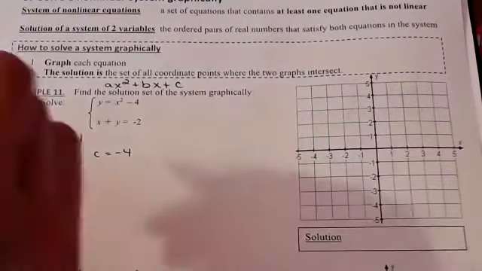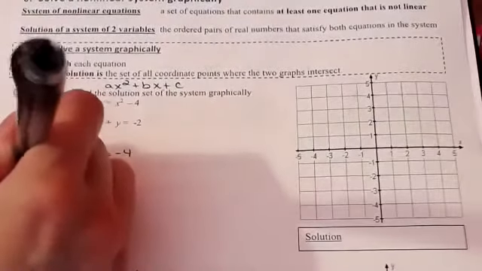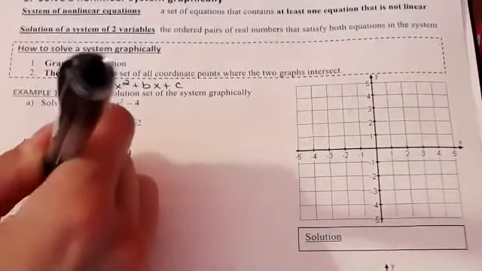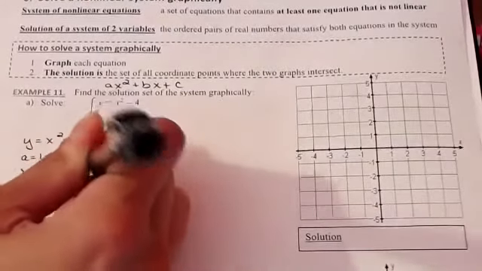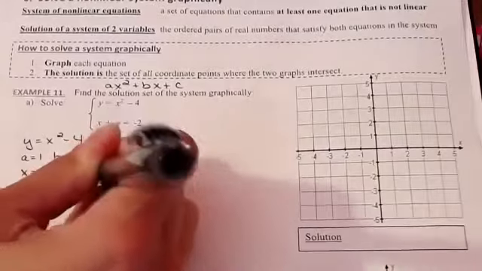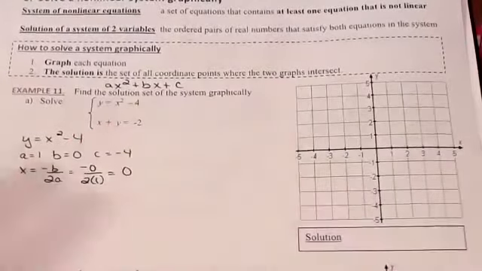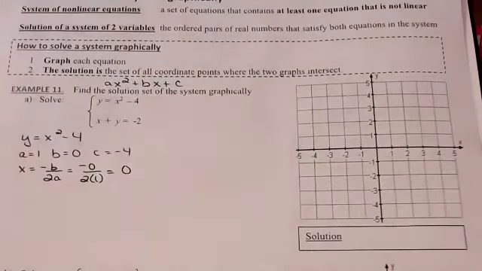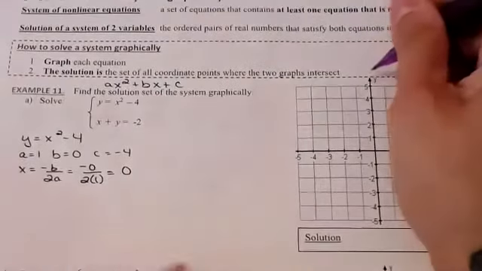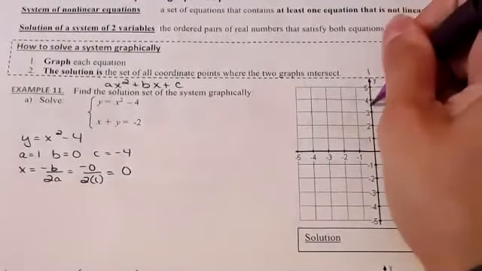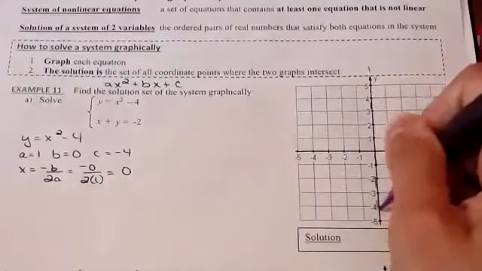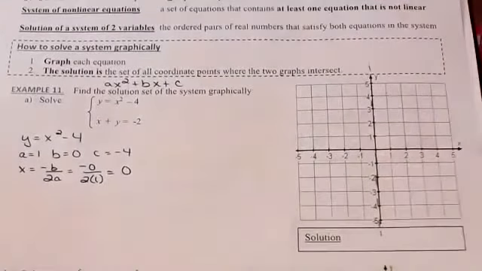So we have the axis of symmetry. We have x is equal to -b over 2a. But then we see that it's -0 over 2 times 1. So x is equal to 0 is our axis of symmetry. So I'm going to say that x equals 0 is right here, over the y-axis.